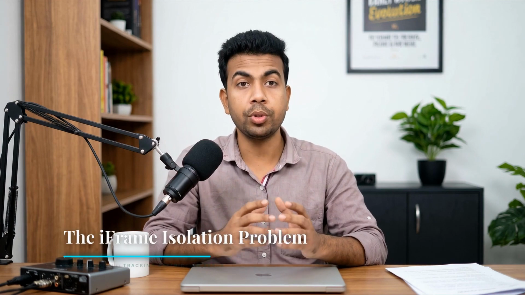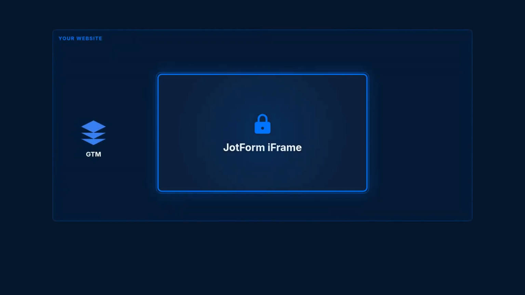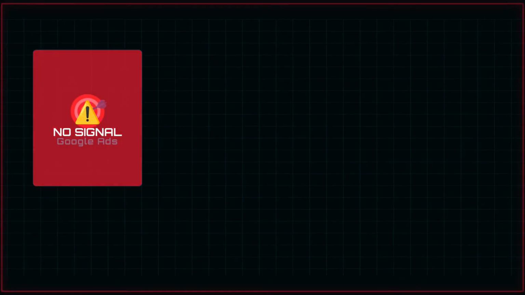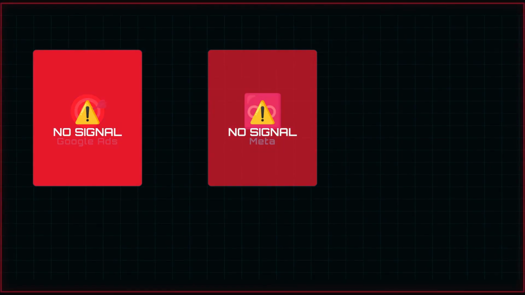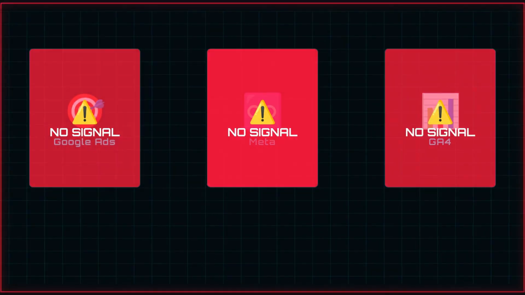Here is the core problem with JotForm tracking. JotForm forms are typically embedded on your website as iframes, isolated containers that the browser treats as completely separate pages. Your GTM container runs on your parent page. It cannot see inside the iframe. So when someone submits your JotForm, GTM sees nothing. Google Ads gets no signal. Meta has no conversion data. GA4 does not record the event.